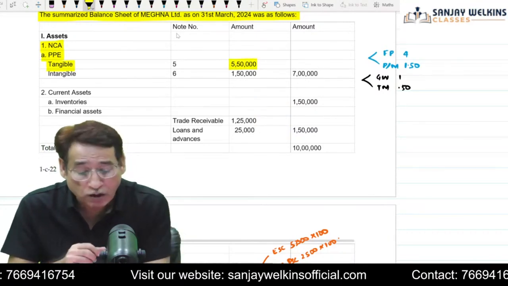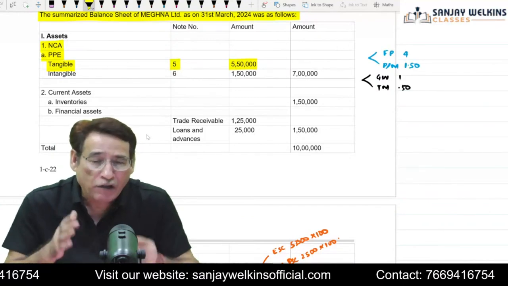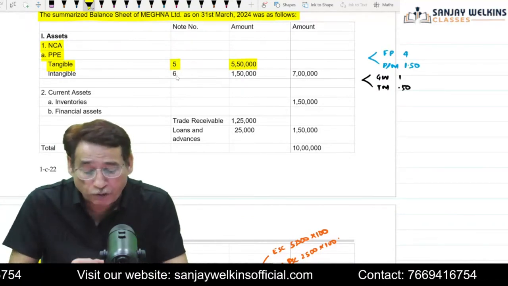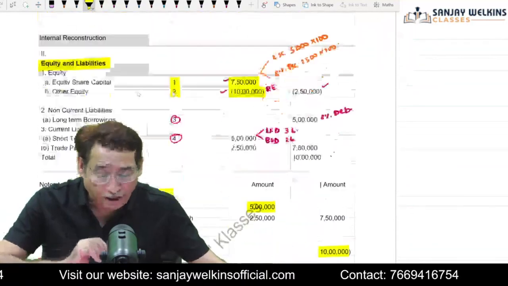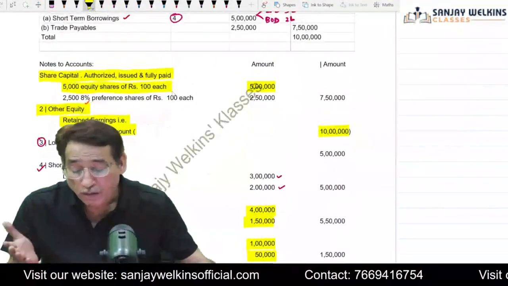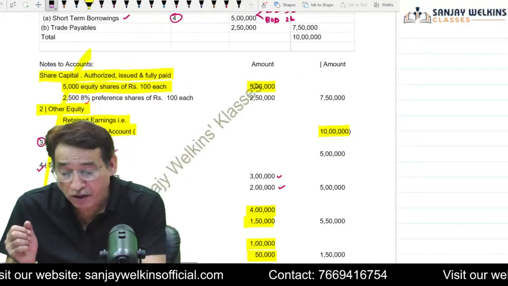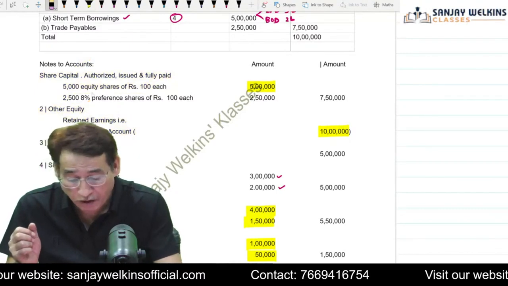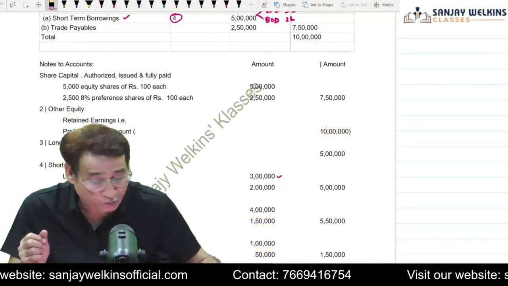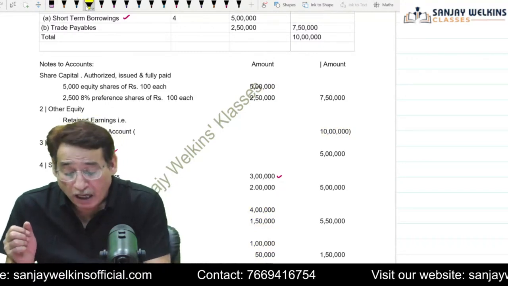I find that in the balance sheet there is a note number given. I will stop here and look into the note number. As I told you, I started this session prior to your joining, which is why there are marks there. Let me rub them off so that you don't get confused unnecessarily. Well, I will look into the notes.